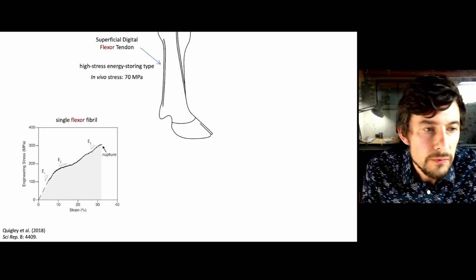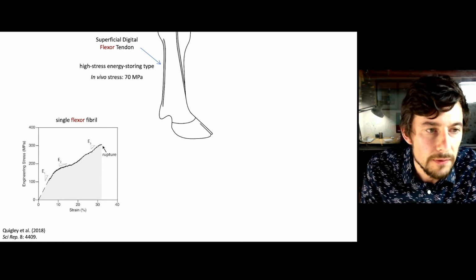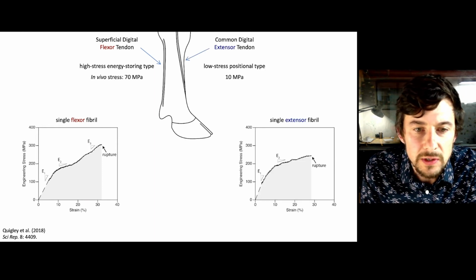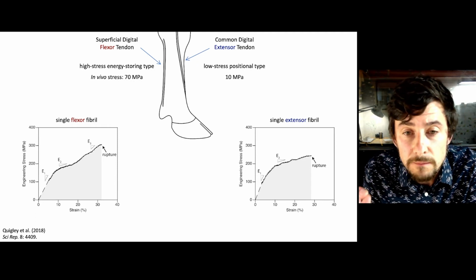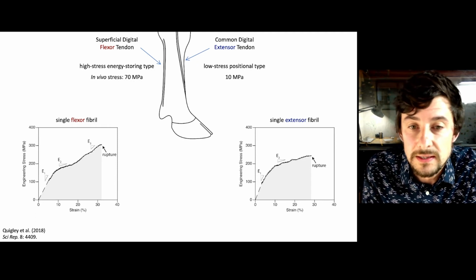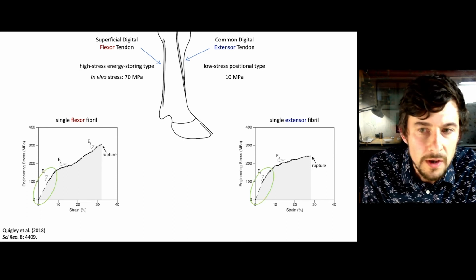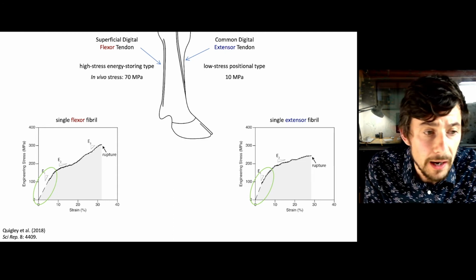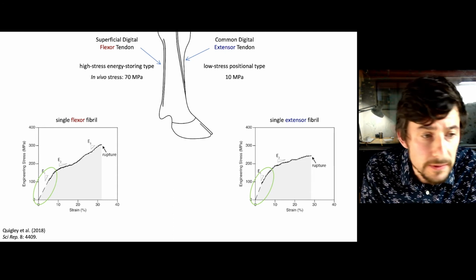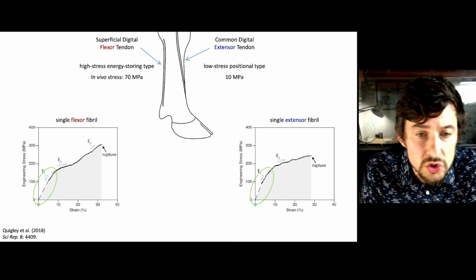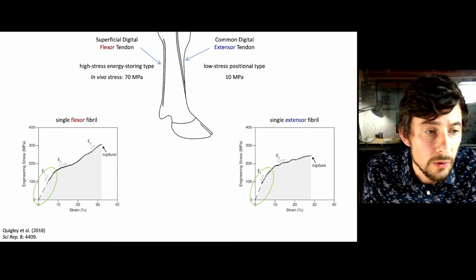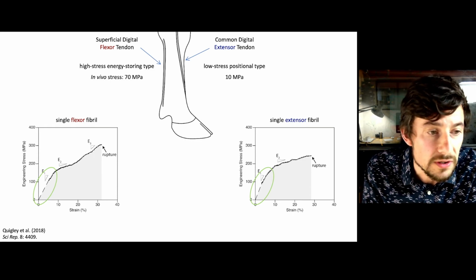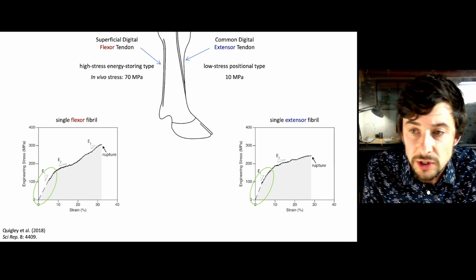So here's a representative stress-strain curve for a fibril from one of those high-stress flexor tendons. And here's a stress-strain curve for a single collagen fibril from the low-stress extensor tendons. So during the initial loading, both fibril types behave similarly. No statistical differences here in the slope of those initial lines or the initial modulus or the stress at which the slope starts noticeably changing.